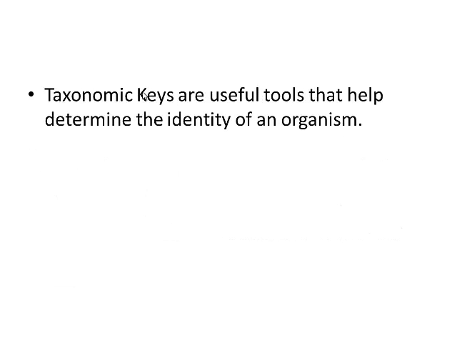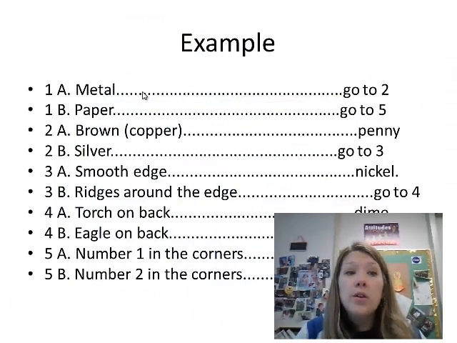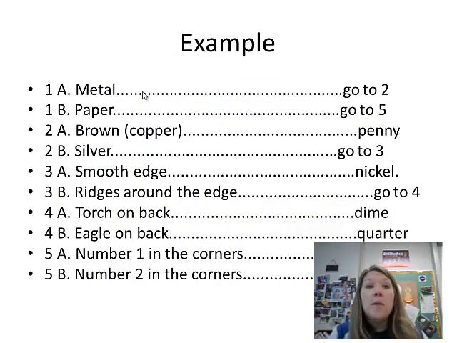Now, we can use a taxonomic key to help us determine the identity of an organism. So I'm going to show you guys an example. So here's a taxonomic key for money, okay? And I have a coin here. Okay? So we're going to use the taxonomic key to see what type of money or monetary value we have. So the very first thing with the taxonomic key is you always want to start with number 1. Okay, so we're going to start right there.